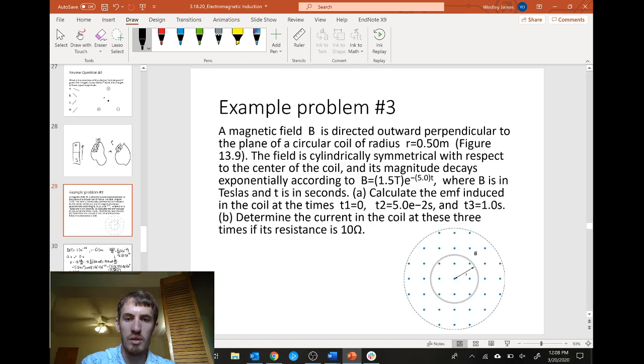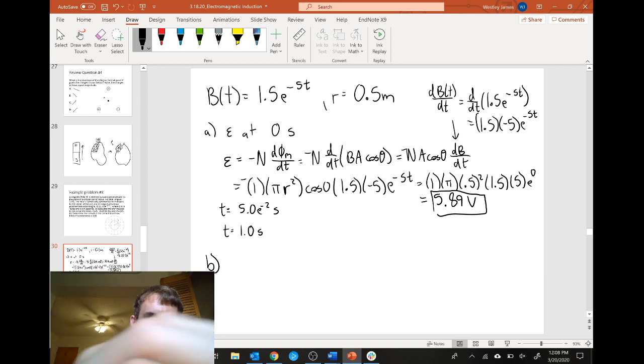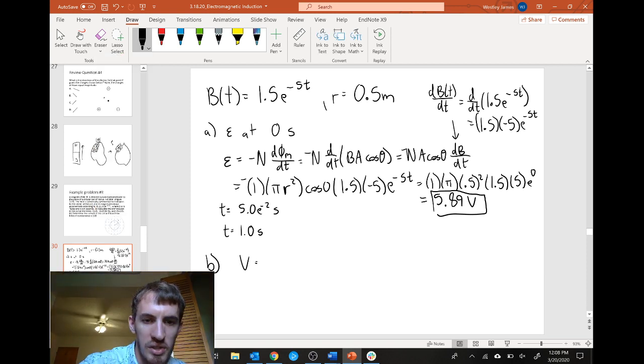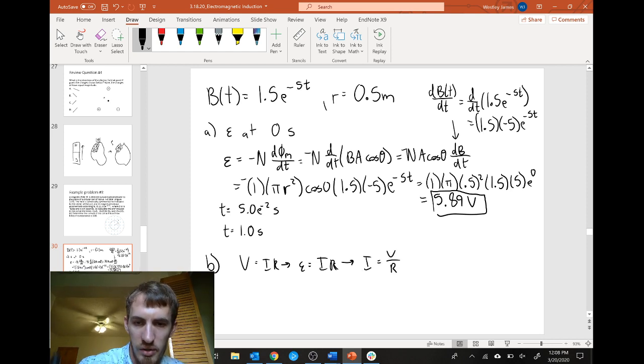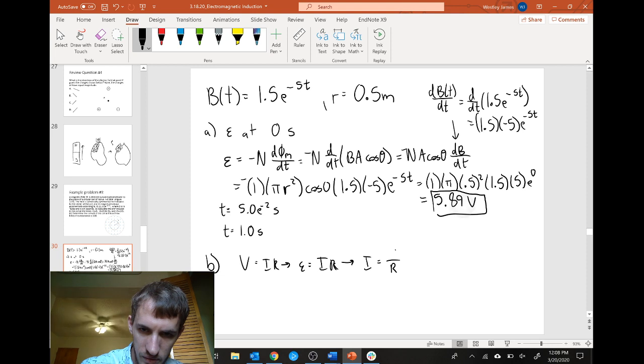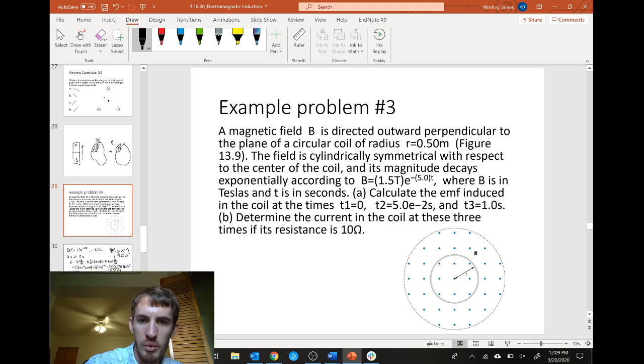And if you want to get the current, V, well, my pen doesn't want to work. V equals IR, aka epsilon equals IR, and so I equals V over R, or epsilon over R. And we got R in our problem before. R equals 10 ohms.